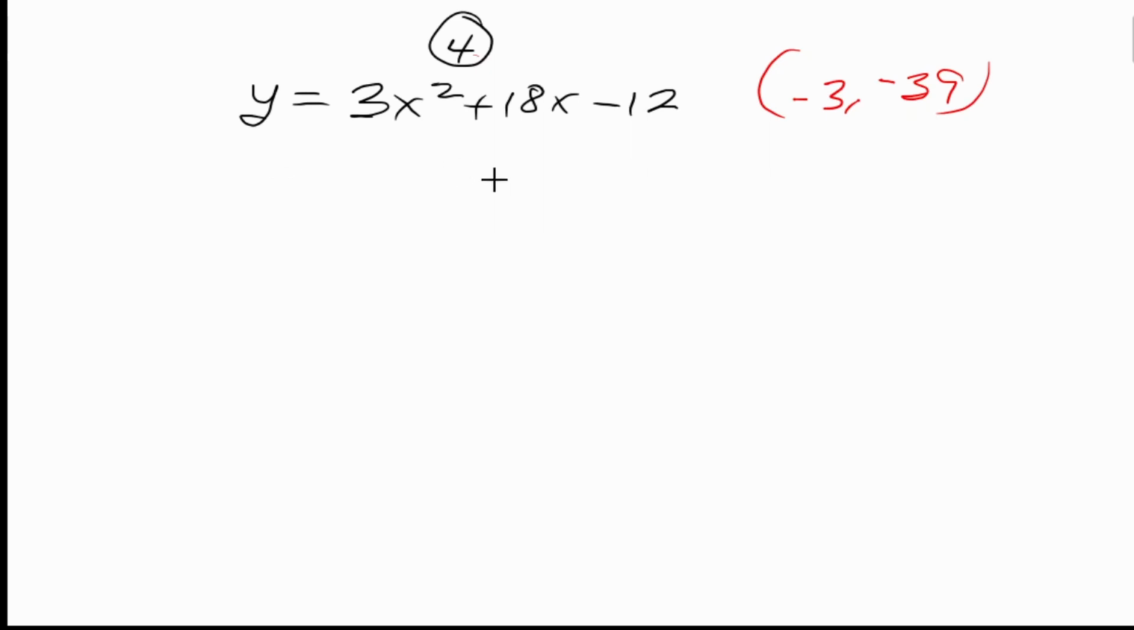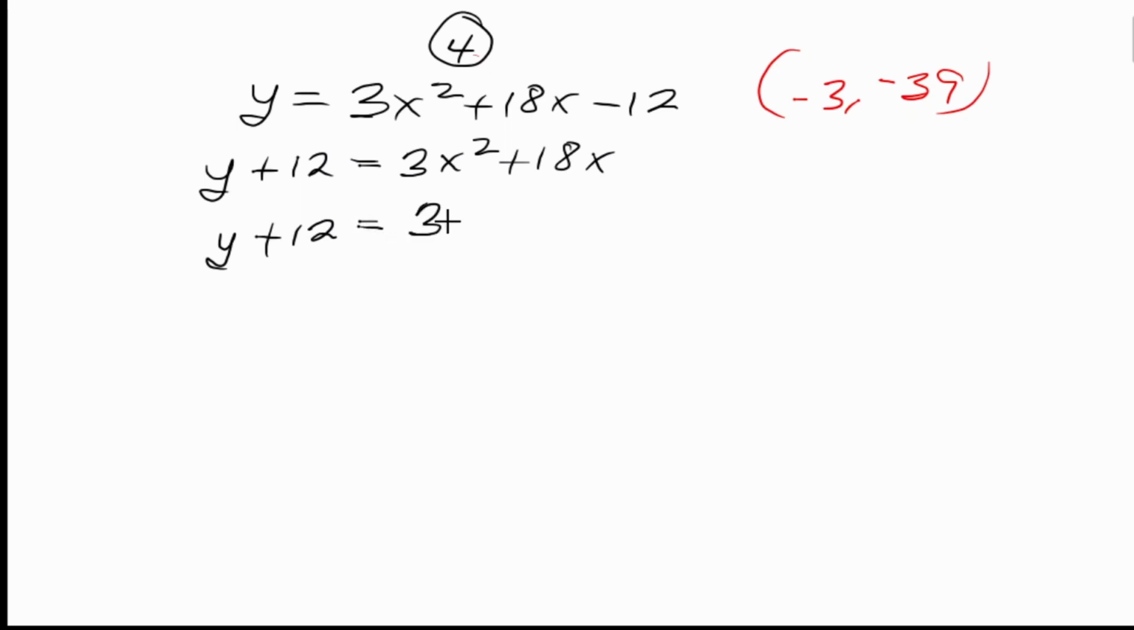So we start by moving the constant term to the left side, becomes positive. So we have y plus 12 equals 3x squared plus 18x. Then the next thing we do is to factor the a, which is the coefficient of the x squared, out, and that gives us y plus 12 equals 3 factored out. Dividing here by 3 gives us x squared. Dividing here by 3 gives us 6x.